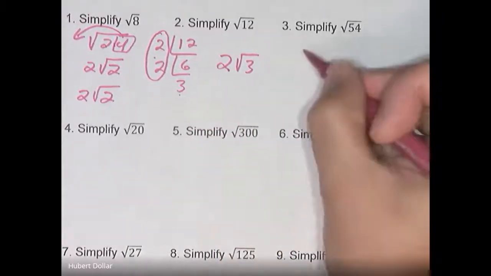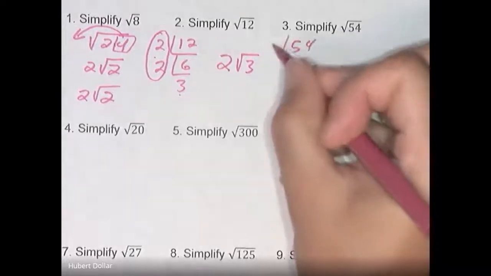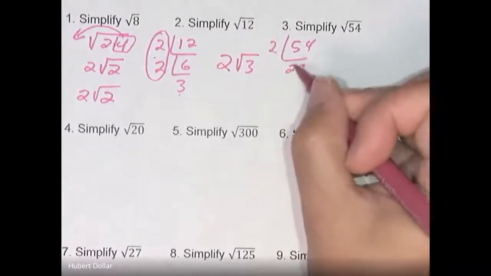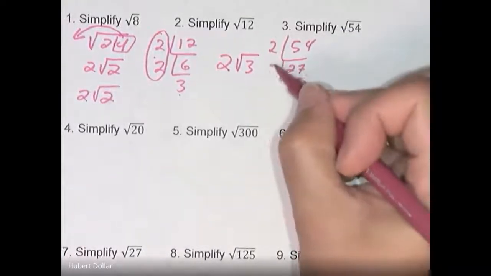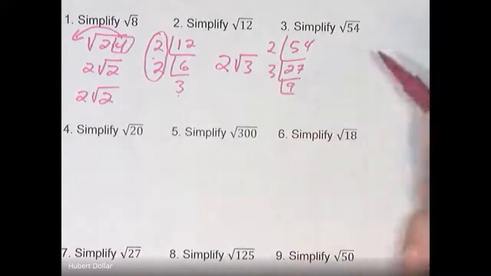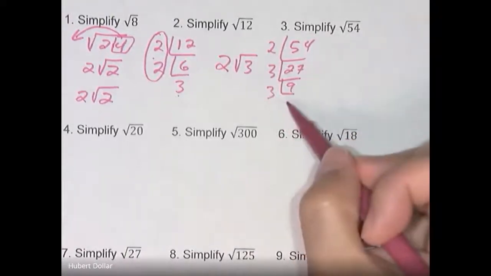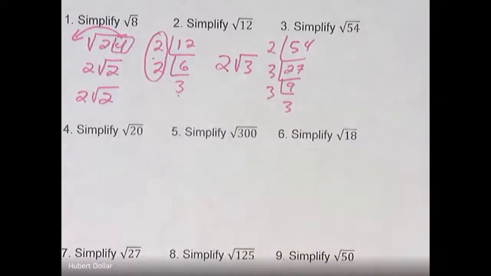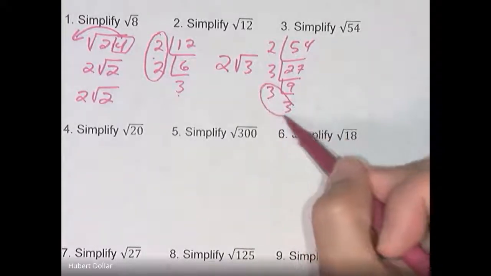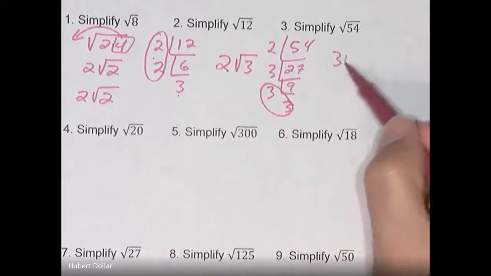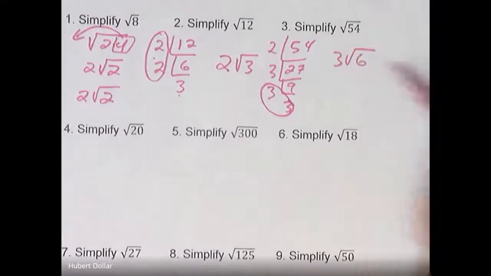So, 54. 54 divided by 2 is 27. 27 divided by 3 is 9. 9 divided by 3 is 3. So, we circle the 3's, they come outside, and 2 times 3 is 6.